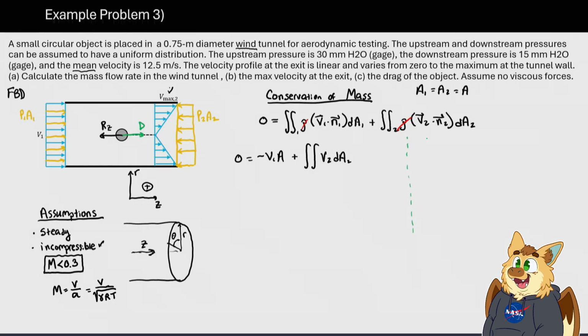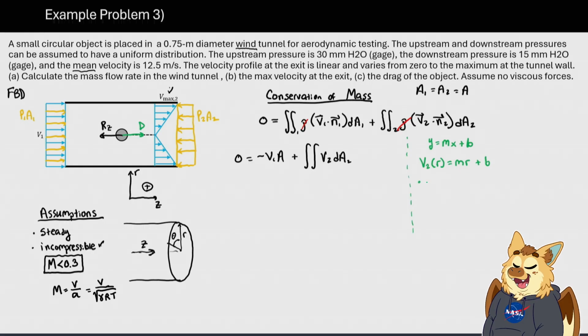So if we recall, very simply, the slope of a line, y equals mx plus b. In this case, our function that we want is velocity at our exit as a function of the radius, which is going to be equal to the slope times the radius plus b. Okay, and then we can input some boundary conditions here to solve for m and b.